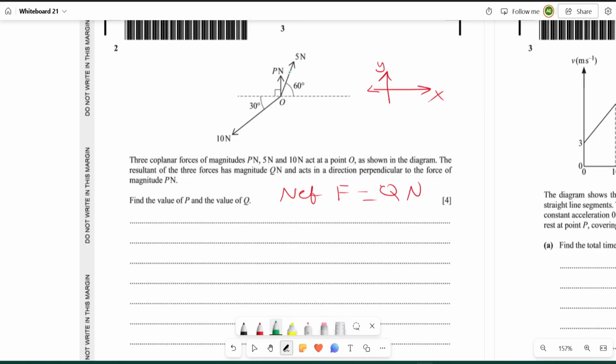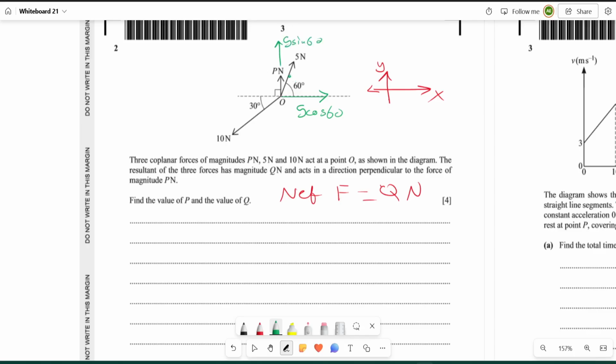First, let's start by resolving the forces. Do I need to resolve P? No, because P is already in the y-axis. Now I'm taking x and y, horizontal and vertical, as my axes, because that makes sense in this example. Over here, this 5, I'm going to resolve it into 5 cosine 60 and 5 sine 60.